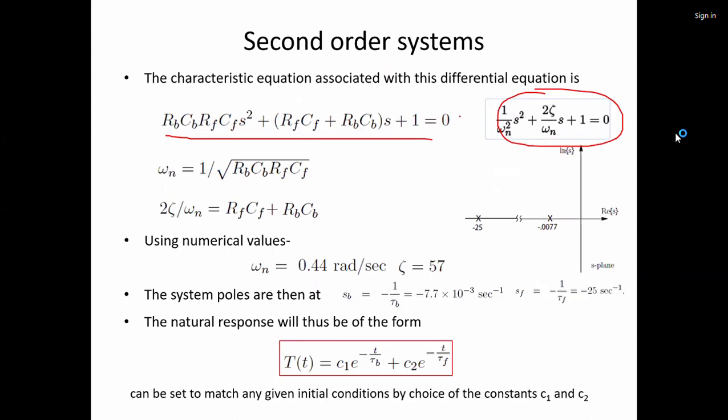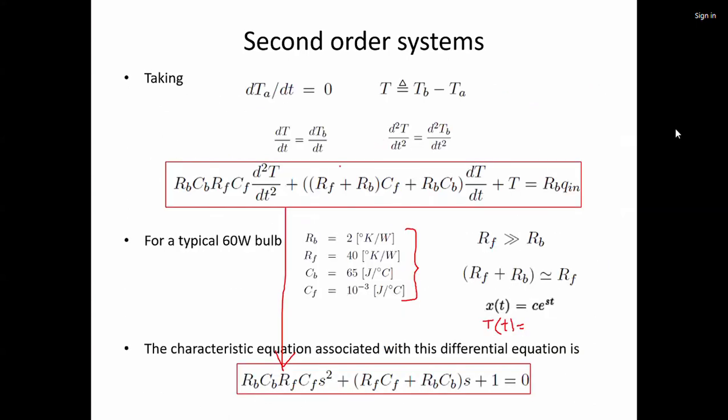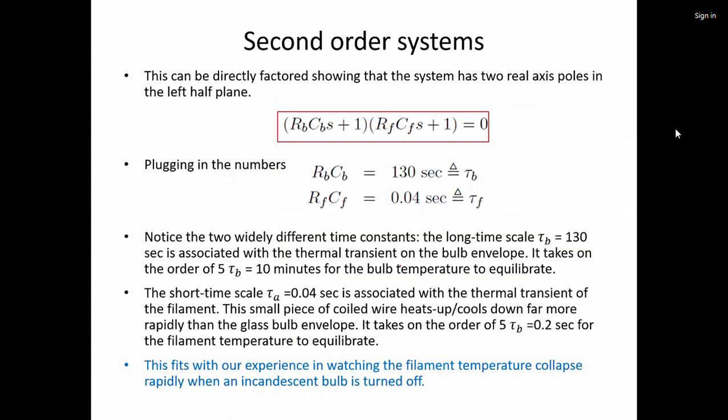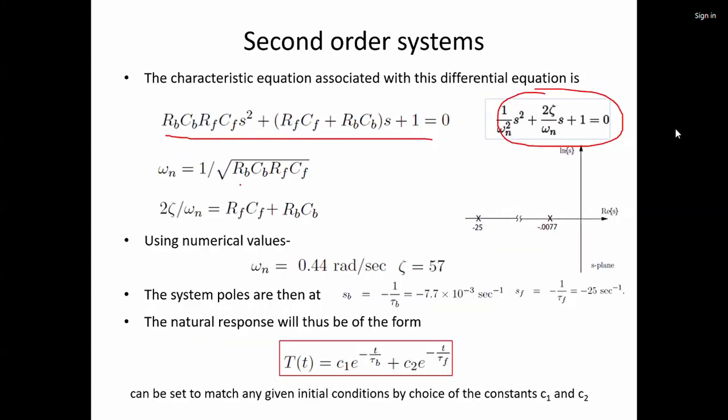If you bring similarity between these two, you can see that your omega n will be 1 divided by the square root of this term here, which is RB, CB, RF, CF. And 2j over omega n will be RF, CF plus RB, CB. If you use the numerical values for this example, you can show that this omega n is of the order of 0.44 radian per second, and j happens to be about 57.